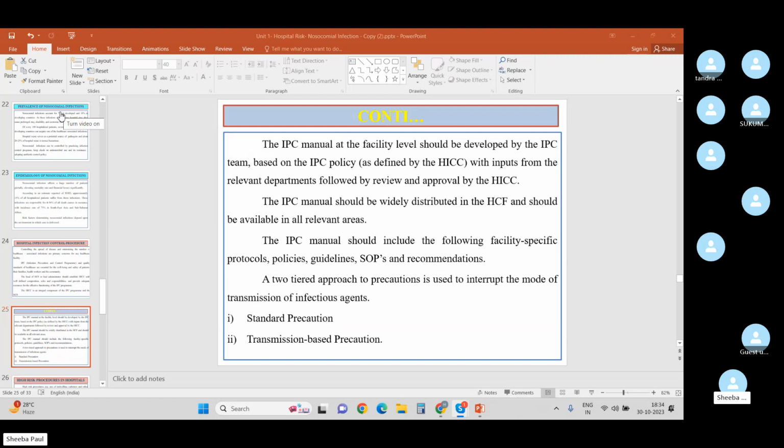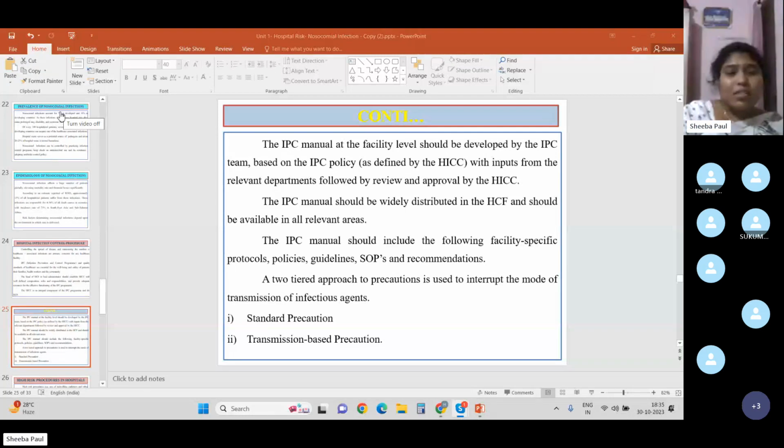So if you remember in the first slides, I have discussed about microorganisms that cause infection and how this microorganism causes infection, for example, by untidy bedding, by contaminated equipments, by cross contamination from person to person, or not maintaining a proper hygiene. So that's how this transmission based precaution can be prevented. So this is the two tiered approach.